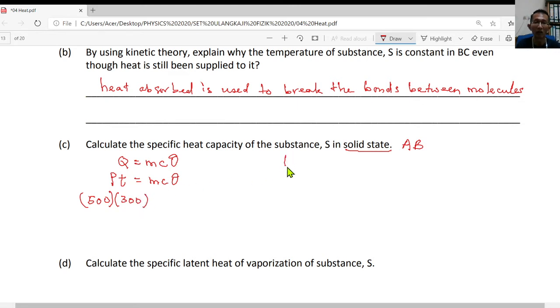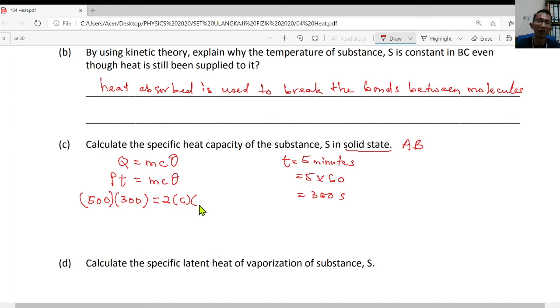Okay, so the time is 5 minutes, and this is equivalent to 5 times 60, that would be 300 seconds. Okay, so the mass of the substance just now, it was 2 kilogram, right? And we want to find what is the value of our specific heat capacity and what is my theta.